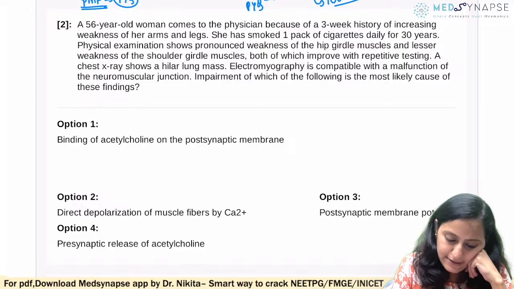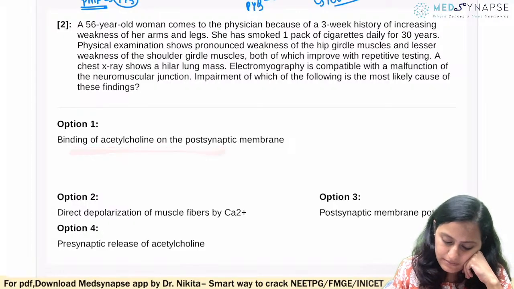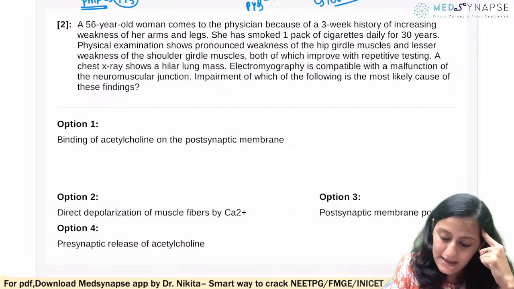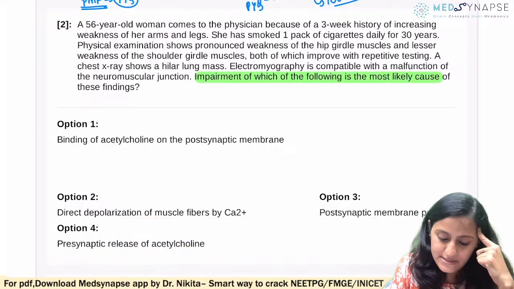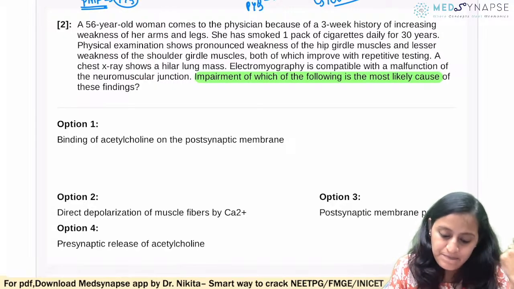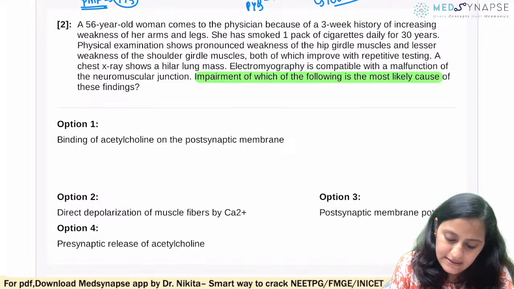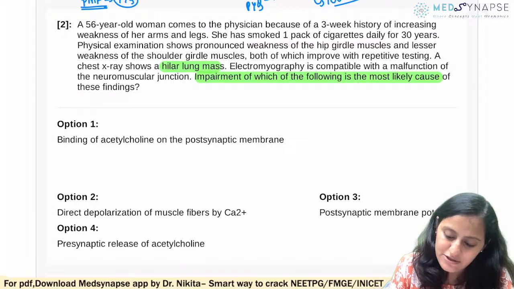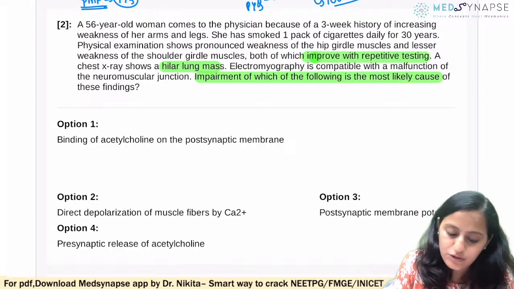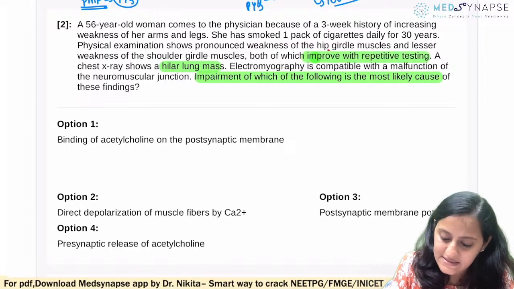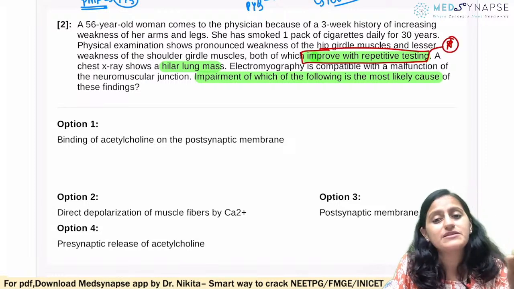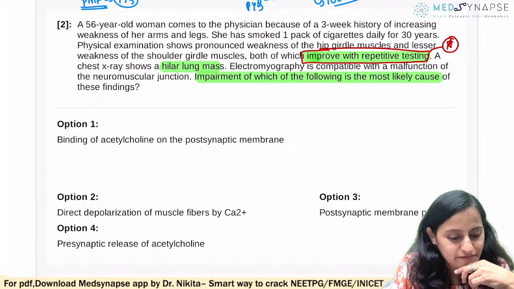Looking at the options: acetylcholine binding, presynaptic release, something related to the muscle. Impairment of which of the following is the most likely cause of these findings? There is malfunction of the NMJ, and you see on the chest X-ray there's a hilar lung mass, plus there is weakness of the muscles which improves with repetitive testing. This is a very, very important clue here. Very good, Asta.